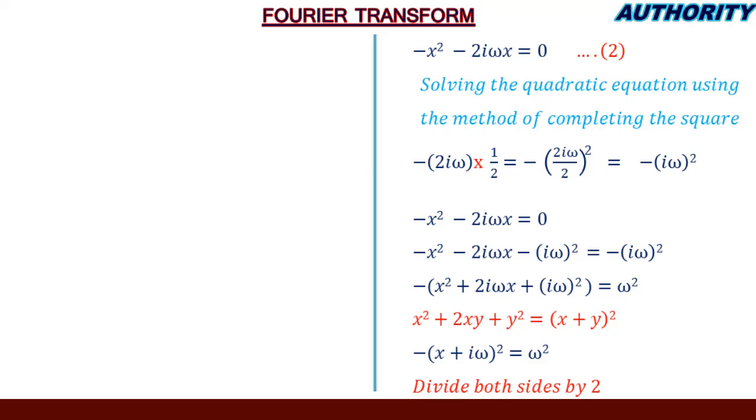It will still be the same. We can divide it by 2. It will still be the same, right? Good. So here, let's divide by 2. So when we do so, we are going to have minus (x plus iω) in bracket squared all over 2 is equal to omega squared all over 2.